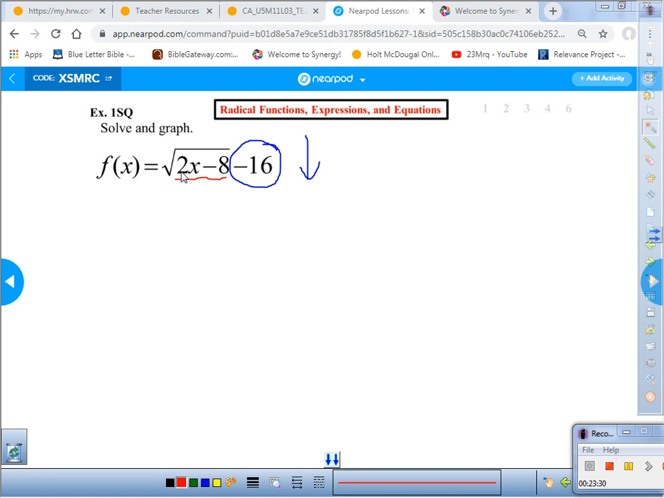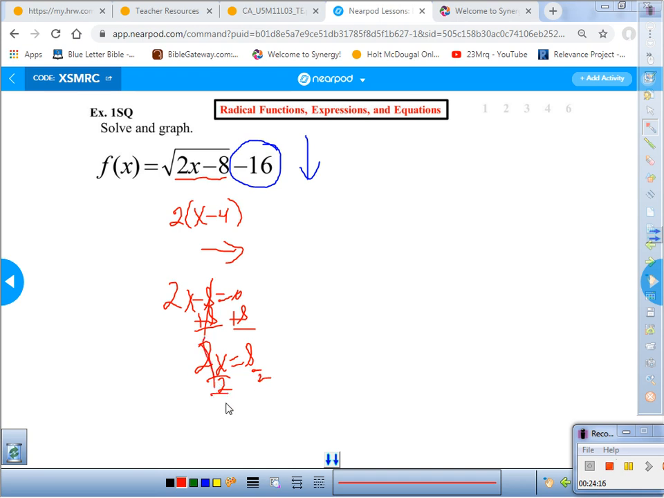Yeah, this one has a what? A coefficient. Can we factor out a GCF, or can we set it equal to 0 to solve for x? Yes. What would be easier? GCF. So what is GCF? And we're left with x minus 4. So what would be my transformation? 4 to the right. That is correct. Or in other words, you can set it equal to 0. 2x minus 8 equal to 0. Plus 8 plus 8. 2x equals 8. Divide by 2, divide by 2. X equals 4. So that means 4 steps to the right and 16 down.